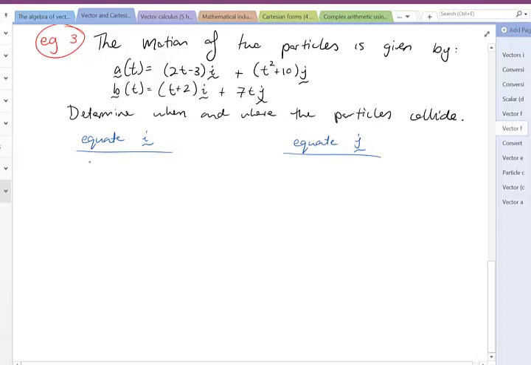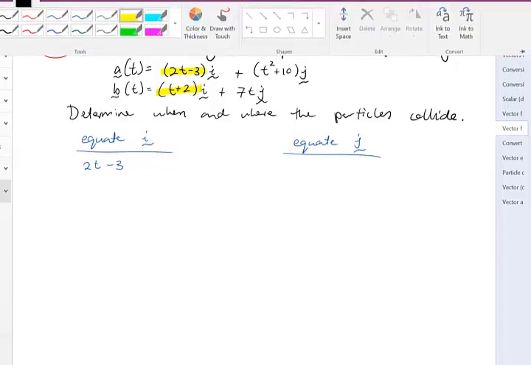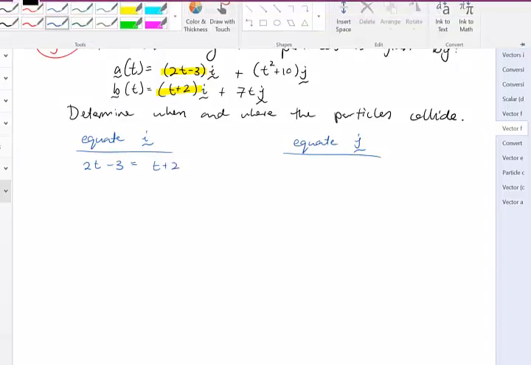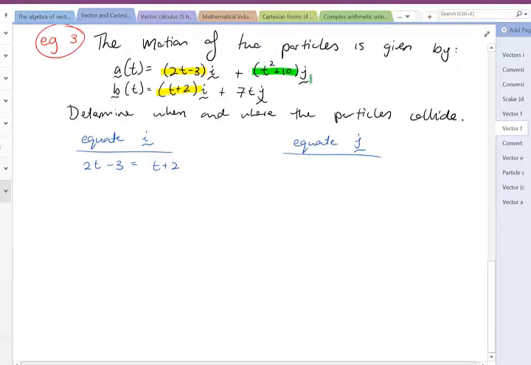So essentially we're saying that if they were to collide, then that position 2t take 3 for A, and t plus 2 in i for B must be equivalent. Now at the same time, t squared plus 10 in the j direction must be equivalent to 7t in the j direction for A and B respectively. So we get t squared plus 10 must be equal to 7t.